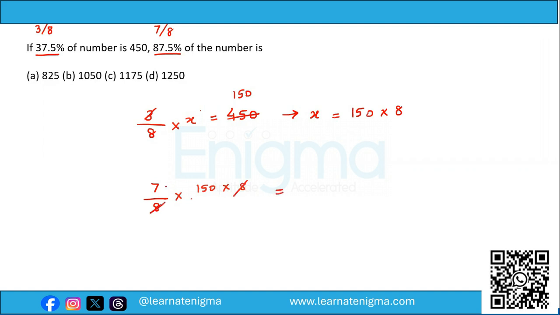So now 87.5 percentage of the number will be 150 into 7. 15 sevens are 105 and one more zero. So answer will be 1050.